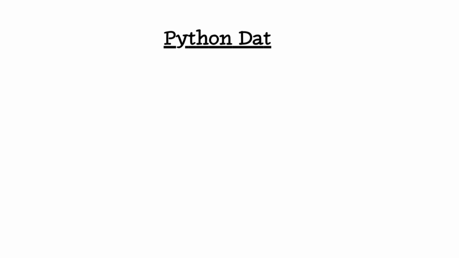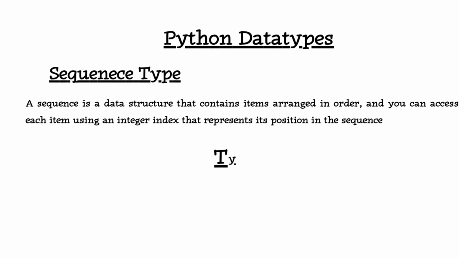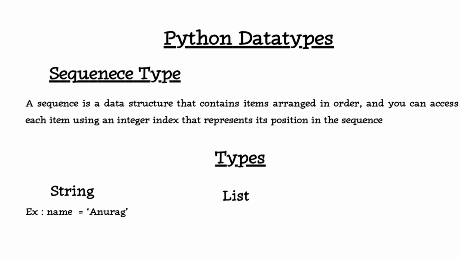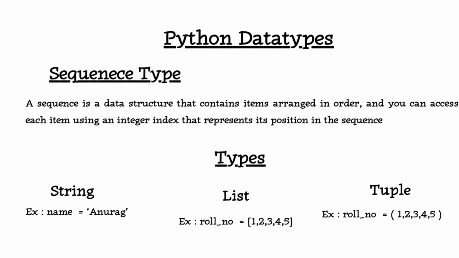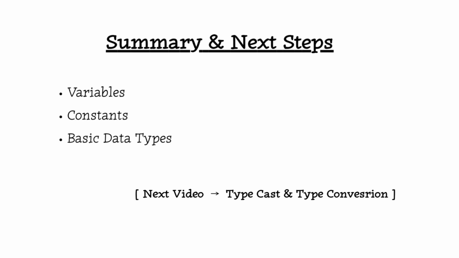Now let's discuss the last data type in Python, that is the sequence data type. A sequence data structure contains items arranged in a sequential format that can be accessed using indexes. It mainly contains three types: string, list, and tuple. I'm showing a small example on the screen right now. In the upcoming videos, we will see each of them in detail. So friends, till now we have understood what variables, constants, and basic data types are in detail. In the next video, we will use these concepts more deeply in real-world examples.